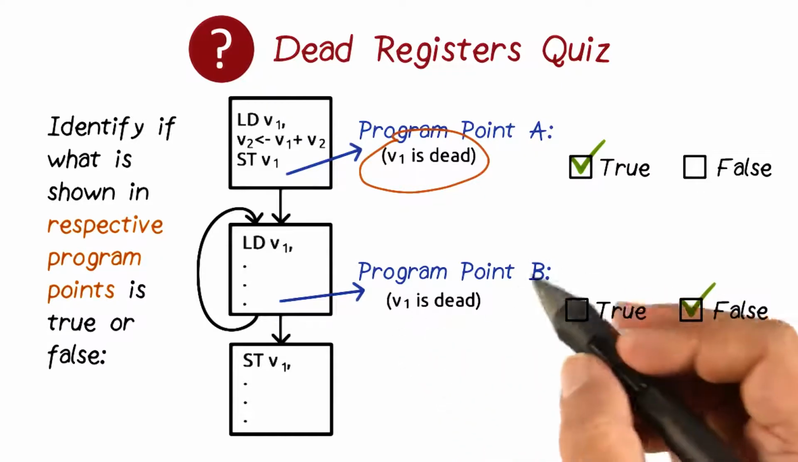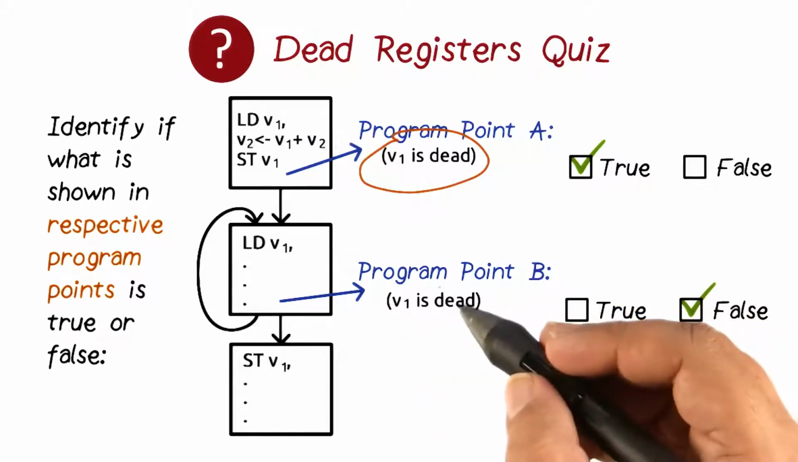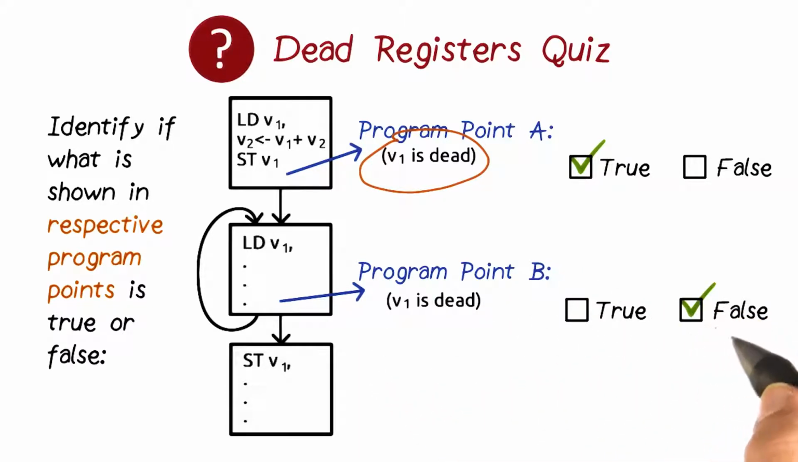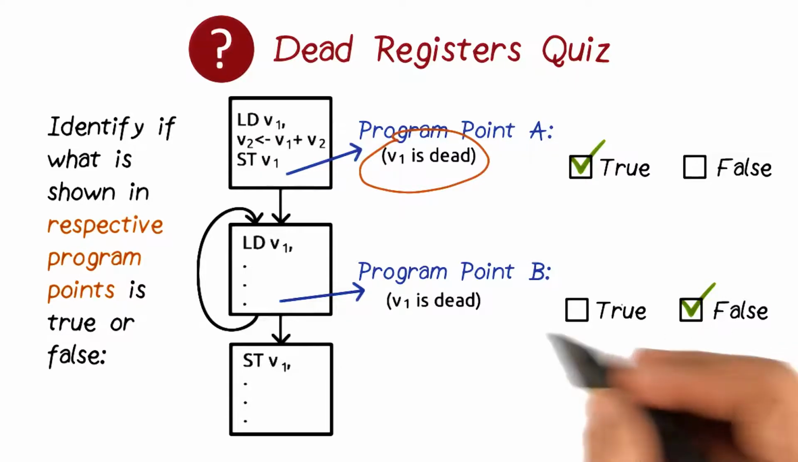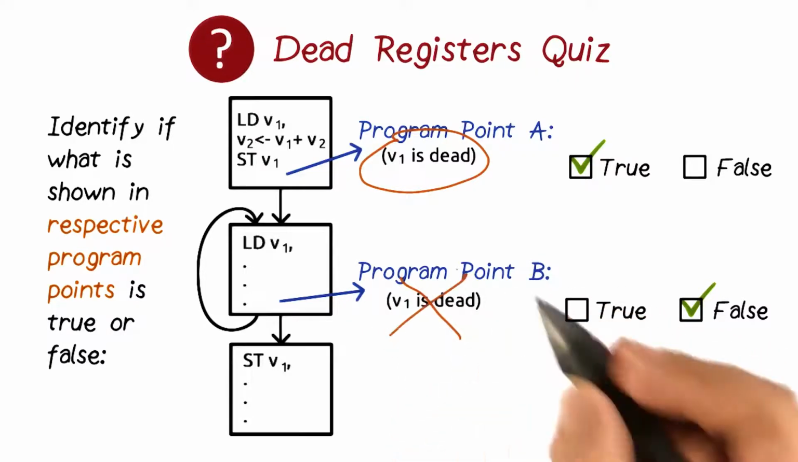Let us look at the second question. At program point B, is V1 dead here as per this control flow graph? And the answer in this particular case is false. Let us understand why that is the case. So V1 is not dead here.